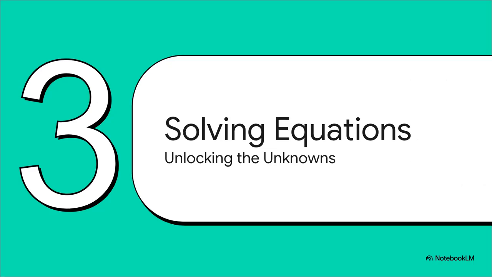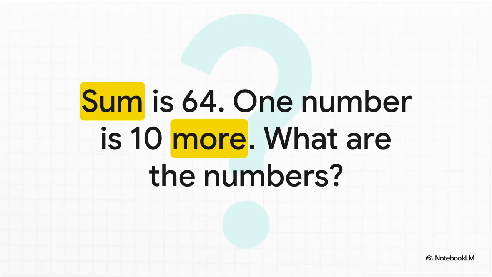Section 3. Solving equations. Unlocking the unknowns. Okay, time for you to do some heavy lifting. I want you to be an active learner here. Grab a piece of paper, pause this explainer, and try to model this real-world scenario as an equation. Ready? The sum of two numbers is 64. One number is 10 more than the other. What are the two numbers? Take a quick second to set up your variables before we walk through the solution together.